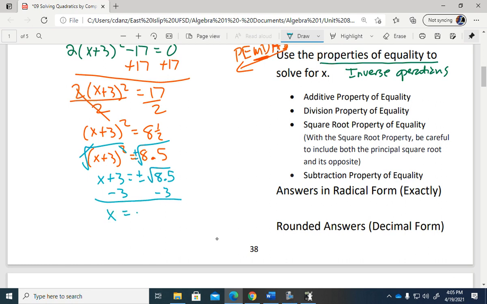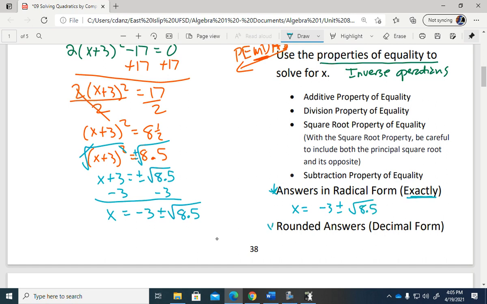And we usually write the rational number first, then the plus or minus sign, and then the irrational number. This is kind of as far as I could go because the square root of 8.5 is irrational. So notice it says answer in radical form, which means it's an exact answer. So I have that x equals negative 3 plus or minus the square root of 8.5.